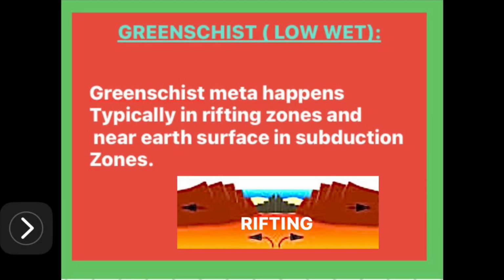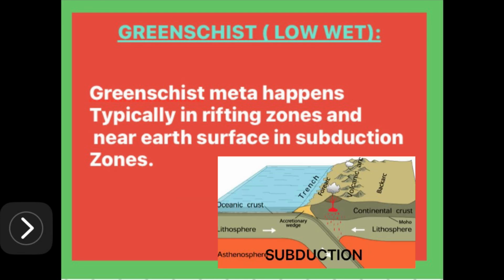Okie dokie, moving on. Greenschist facies metamorphism, which we call low wet metamorphism, happens typically in rifting zones and near Earth's surface in subduction zones. This makes sense because in rifting zones and the upper regions of subduction zones, the activity going on is pretty close to Earth's surface, and at that point, ocean water is very, very abundant and available.